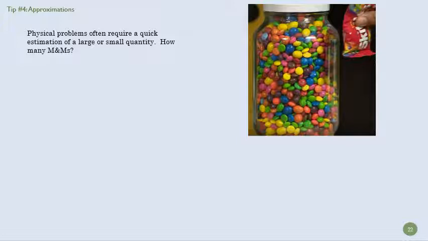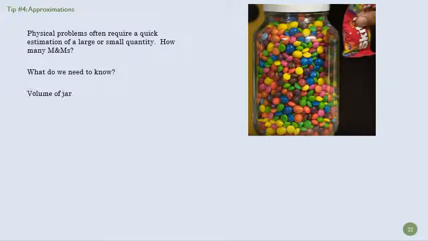If we have this jar full of M&Ms, how many M&Ms are in there? I don't know, 1,000, 200, a million? When we do that, you see the jar and you make a guess like this, people are often just sort of taking a number off the top of their head. Well, we can do better than that, right?